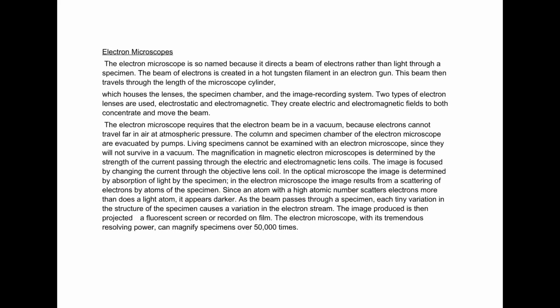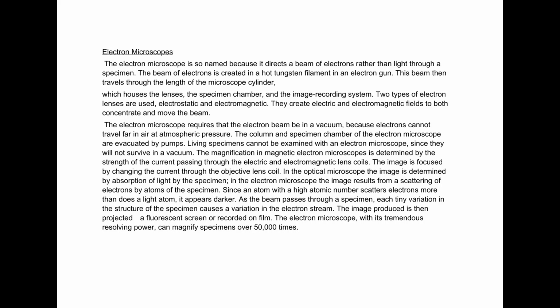The electron microscope requires that the electron be in a vacuum because electrons cannot travel far in air at atmospheric pressure. The column and specimen chamber of the electron microscope are evacuated by pumps. Living specimens cannot be examined with an electron microscope, since they will not survive in the vacuum.